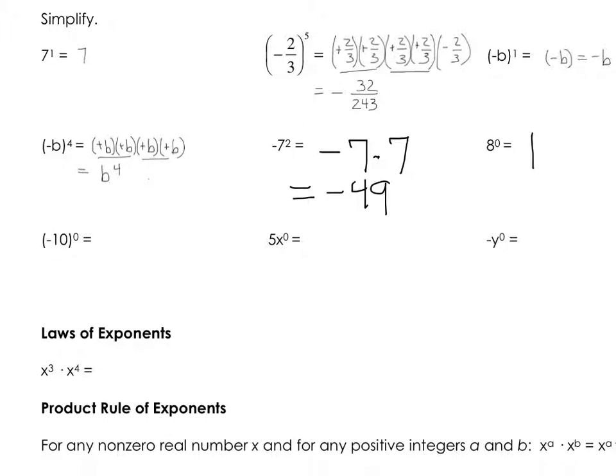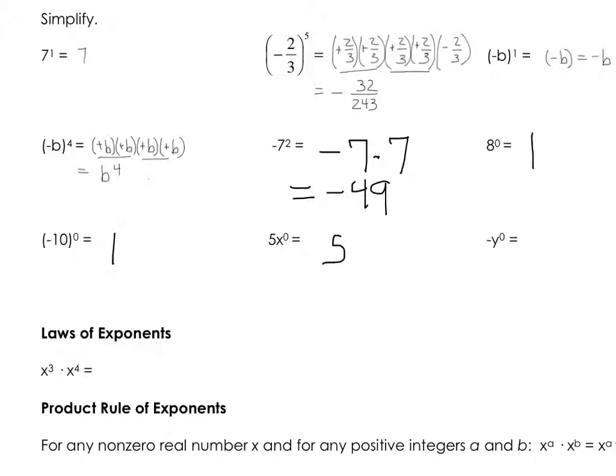Negative 10 to the 0 power. Negative anything to the 0 power is 1, and notice that the negative is a part of the base, so our answer is 1. What about 5 times x to the 0?